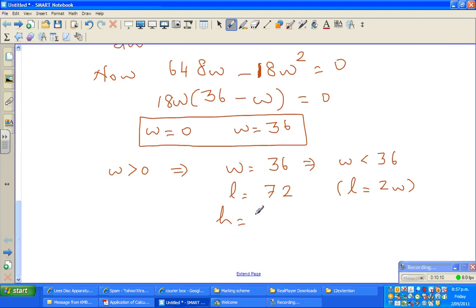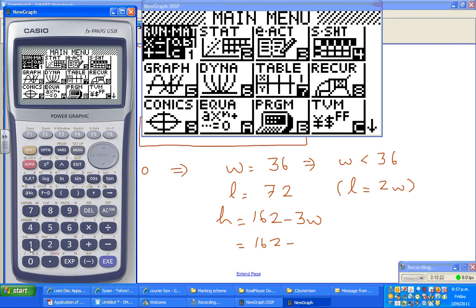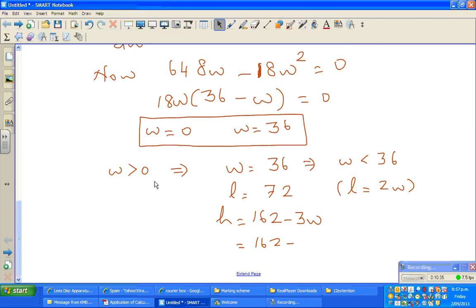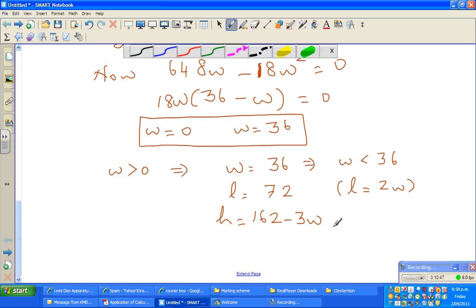So 162 minus 3W. Let me do it on the calculator. 162 minus 3 times W, which is 36, gives 54. So your height can only be 54. So we can say the height has to be 54 centimeters. The width is 36 centimeters, the length is 72 centimeters, and the height is also 54 centimeters.